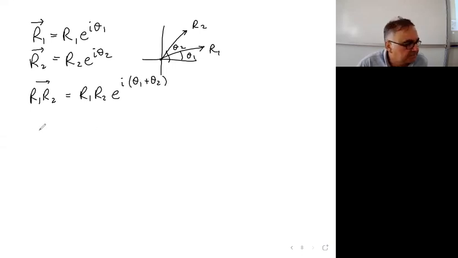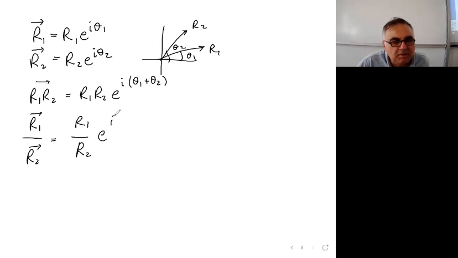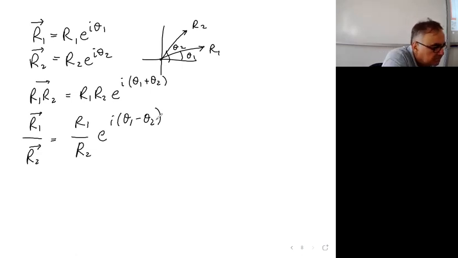Okay. And if you have R1 divided by R2, then you will have the magnitudes divided, e to the i, well, it will be theta 1 minus theta 2. Okay.